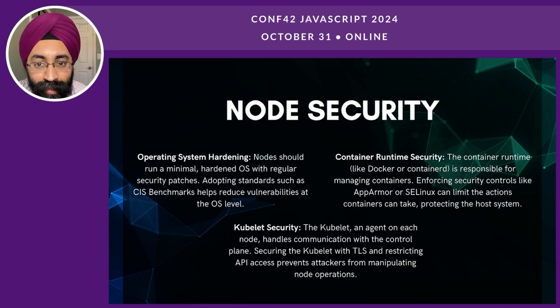Then we talk about the container runtime security. The container runtime, like Docker or Containerd, whatever runtime environment we use, is responsible for managing our containers. Enforcing security controls like AppArmor or SELinux can limit the actions containers can take, protecting the host system. So we'll talk about AppArmor. We can make a profile and upload that profile or link that profile to AppArmor and make sure that only these kinds of rules are allowed on our node. Only these rules will be allowed to run on the node, and rules which are not associated with the profile will be discarded.